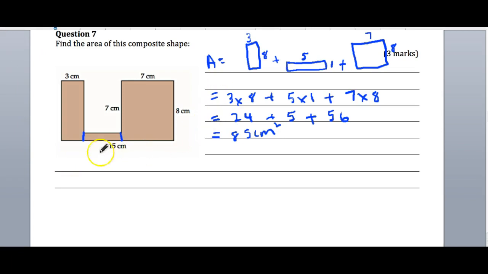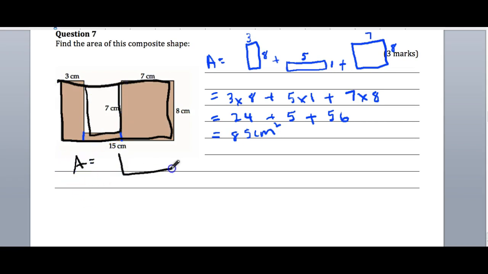Okay, so remember the other way was to have this bigger rectangle. Maybe I should have used a different color, but whoops, there's a terrible tracing. Okay, so this time our area is the bigger rectangle, take away the smaller rectangle. Okay, so my larger one has a length of 15 and a width of 8, and the smaller one here is 5 and 7. So we got 15 times 8 for our big one, and then we take away what we don't want, 7 times 5.